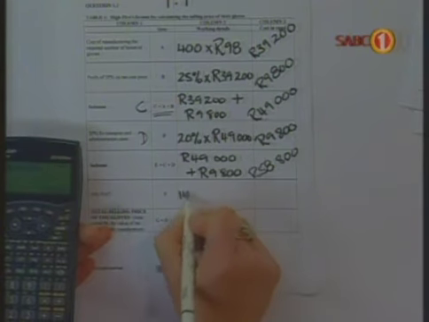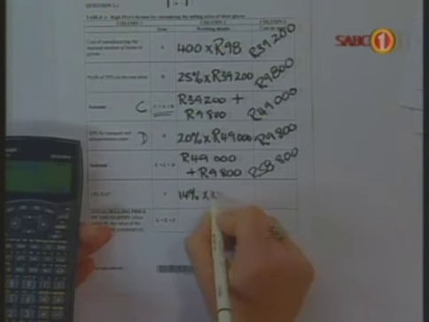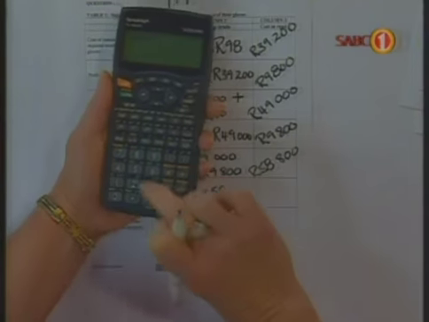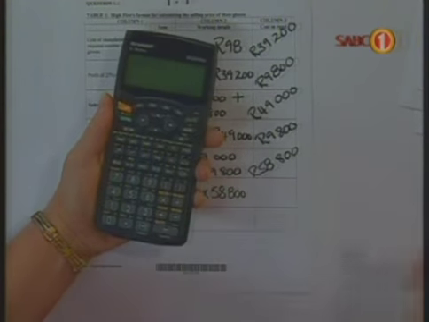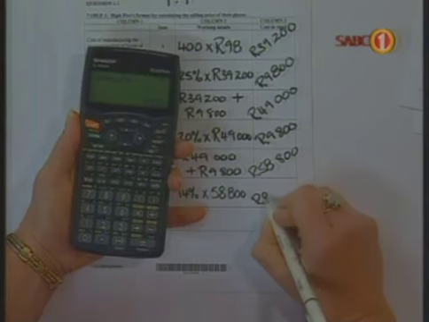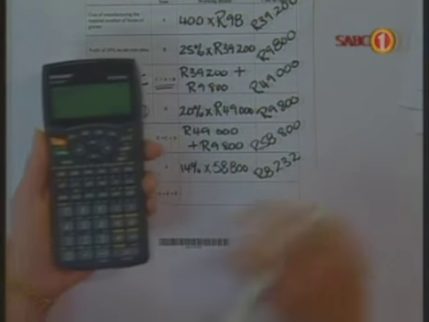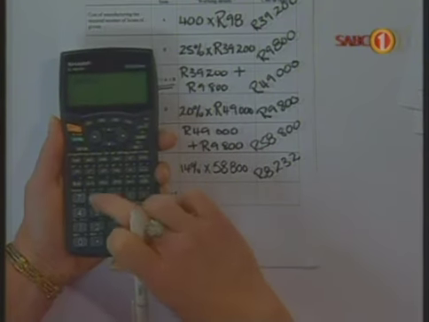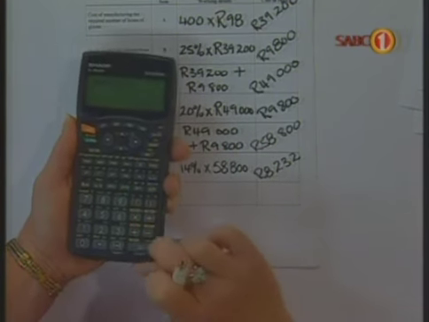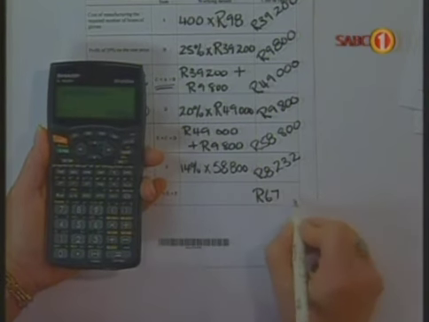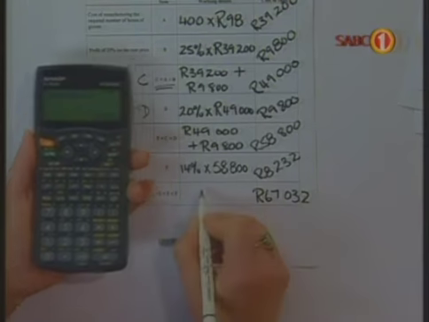So it's going to be 14% multiplied by the 58,800. So we're going to go times 0.14, and that gives 8,232. And then finally, the total selling price of the gloves is those two added. So it's 8,232 plus 58,800, and that gives us a total of 67,032.